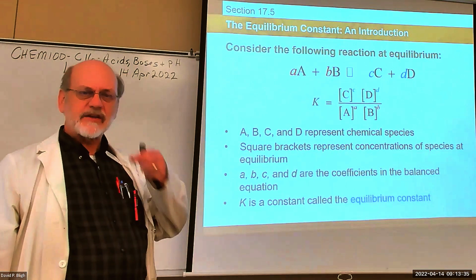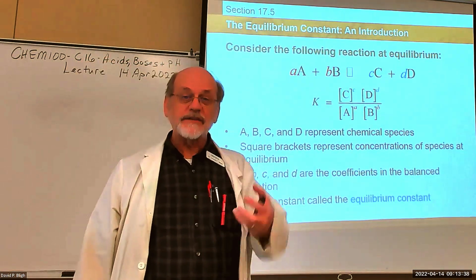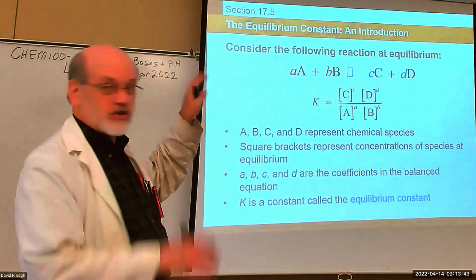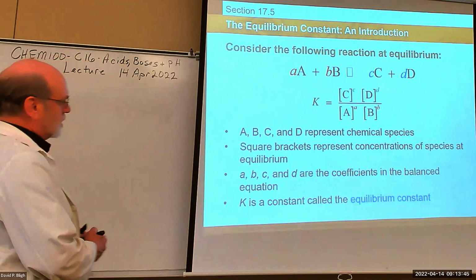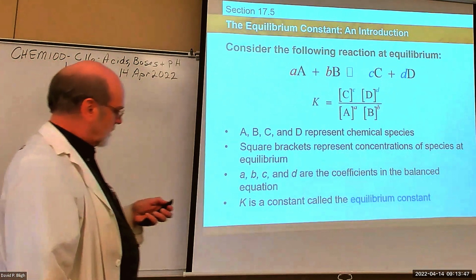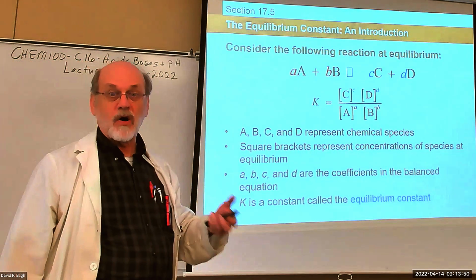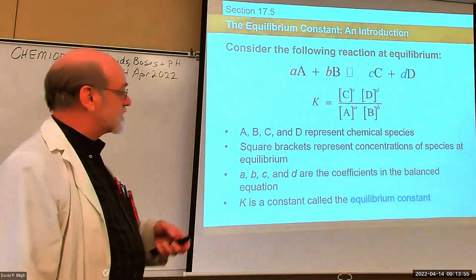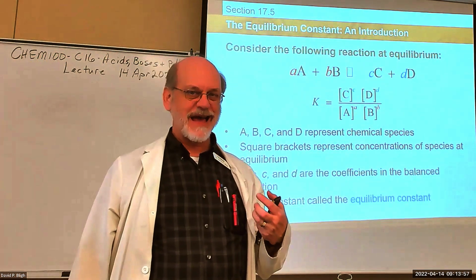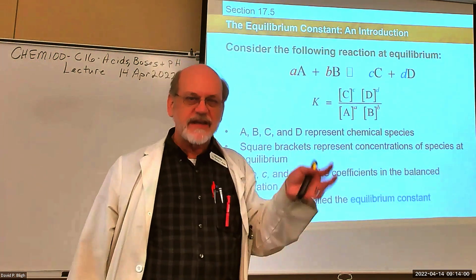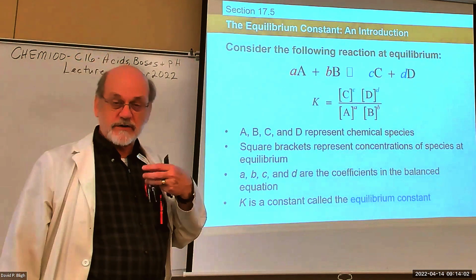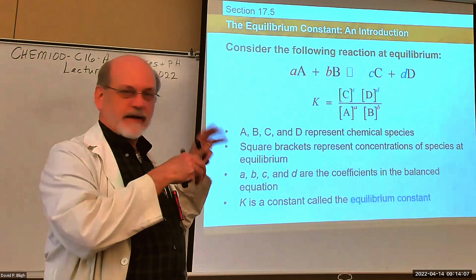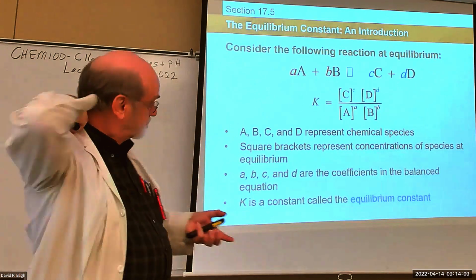All right. We can express equilibrium quantitatively with this equation. This is a generic equation. And there again, that box is supposed to be a double barbed arrow. This is an expression called the law of mass action. And I won't go into the history of it right now because what I wanted to do is just introduce the concept so that we can use this knowledge in our discussion of acids and bases.